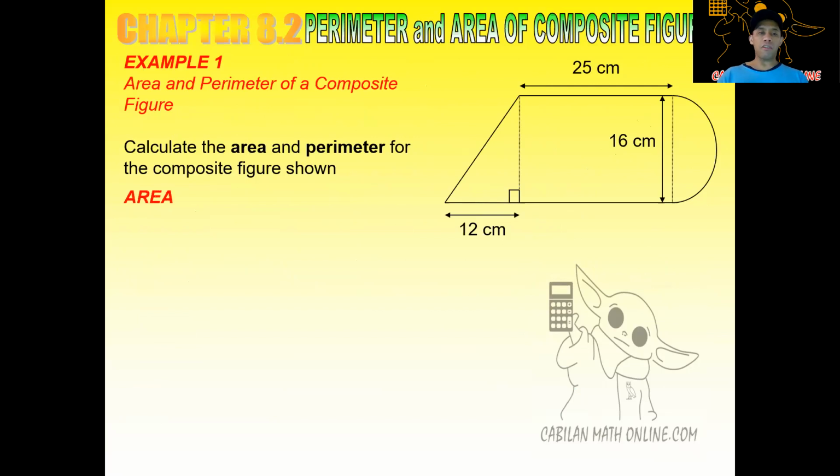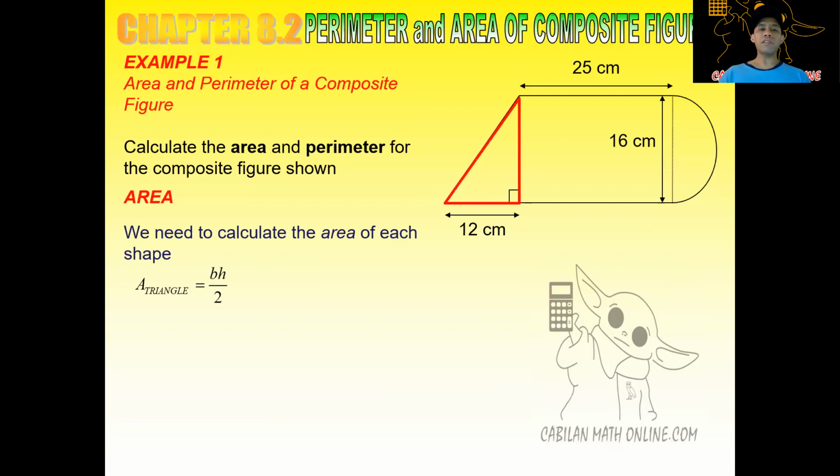So we'll start off with area first. The way we're going to do that is find the area of each shape I just mentioned, and then from there figure out whether we add or subtract them. Okay, so we're going to calculate the area of each shape first, starting off with the triangle. If you take a look at the triangle, we have base times height divided by 2. Now the base, as you can see, is the entire bottom, which is 12.